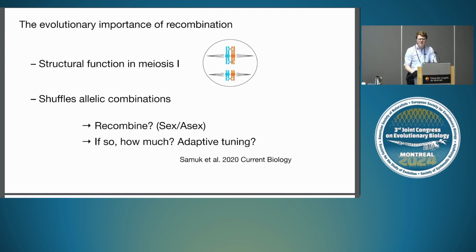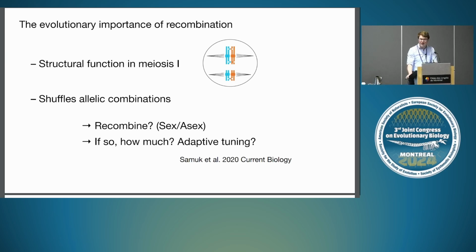But evolutionary biologists tend to be more interested in the genetic consequences of recombination, that it shuffles allelic combinations. This can make adaptation within a species more efficient, but it can also break apart co-adapted combinations of alleles. And these kinds of considerations have been at the heart of a very deep, very rich literature in evolutionary biology that has asked questions like, should a species recombine at all? That is, should it be sexual or asexual? If it is sexual and does recombine, how much should it recombine?